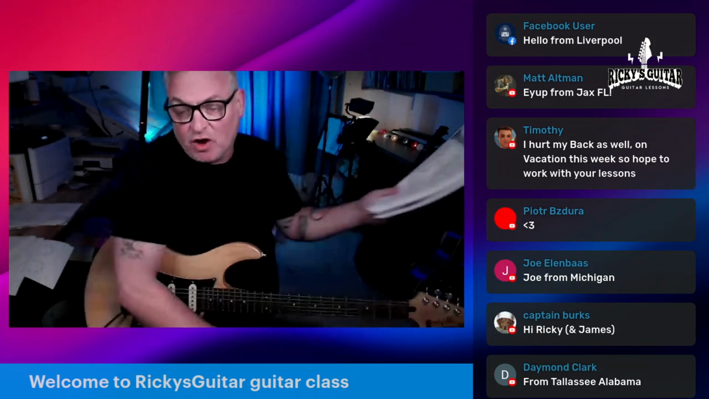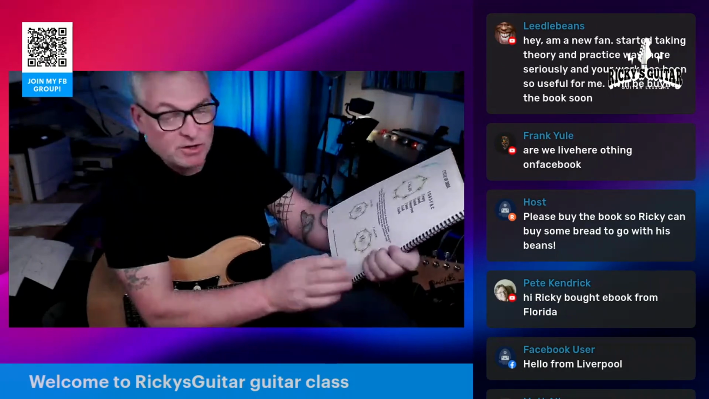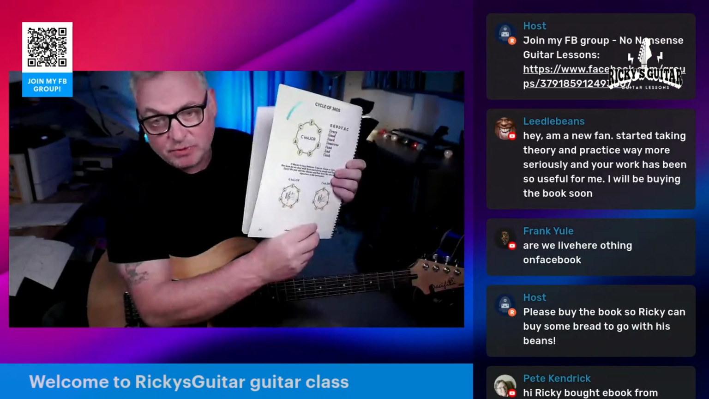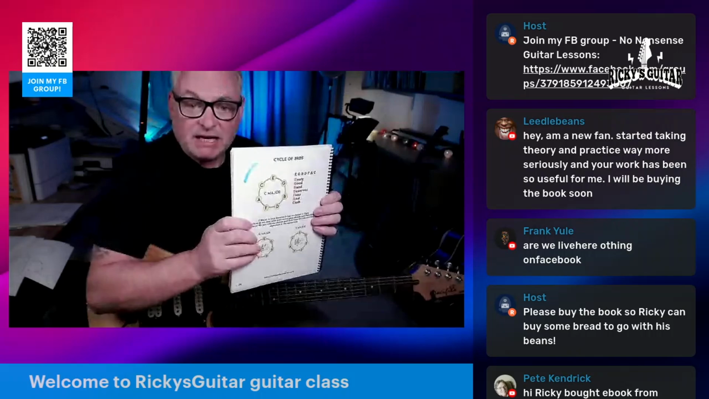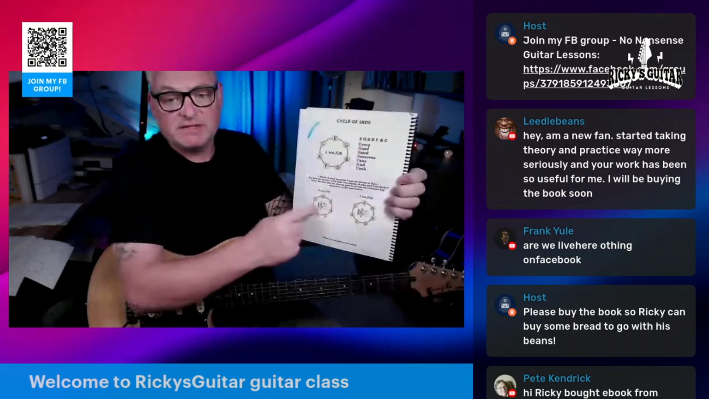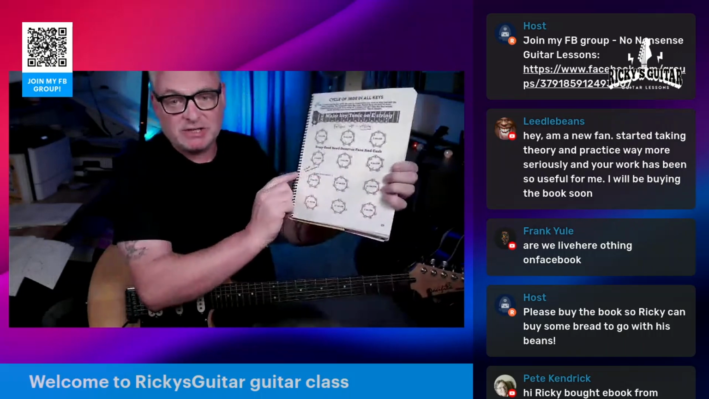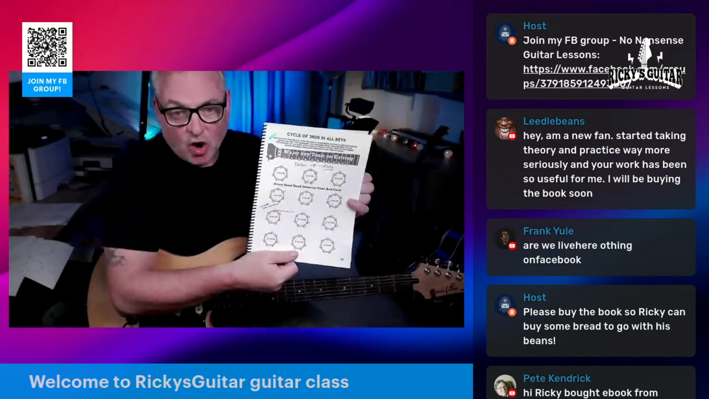Today's lesson, if you've got the book, it's lesson 19. That's on page 24 in the printed book or the ebook. If you've seen the cycle of thirds lesson I've done before, then you'll have seen one page like this. In the book, you get 2 pages, and we've got all 12 keys.